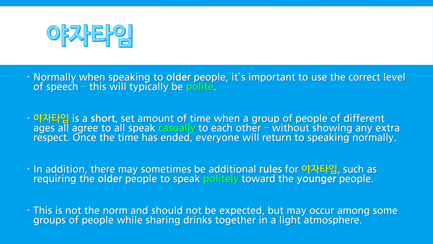In addition, there may sometimes be additional rules set for 야자타임, such as requiring the older people to actually speak politely toward the younger people. Now, this is not the norm and should not be expected in a regular conversation, but it may occur among some groups of people while sharing drinks together in a light atmosphere. So again, don't expect this, but if you see it, know how to recognize what it is.